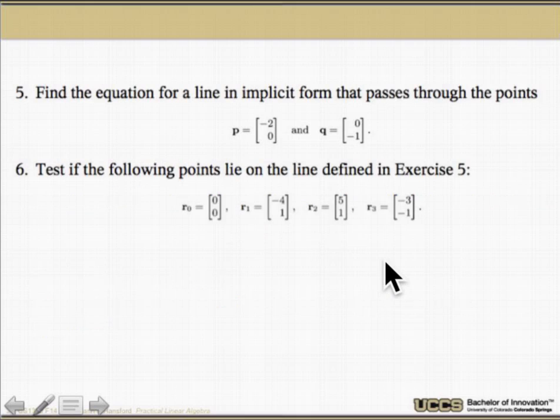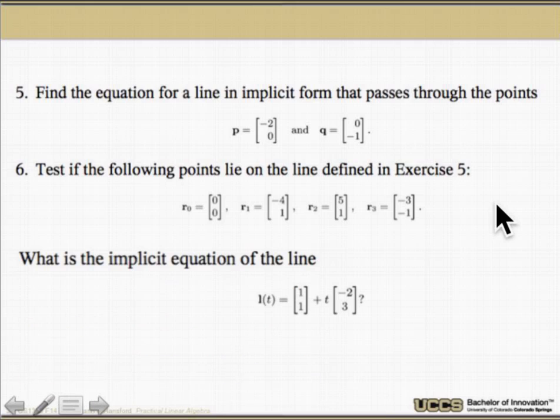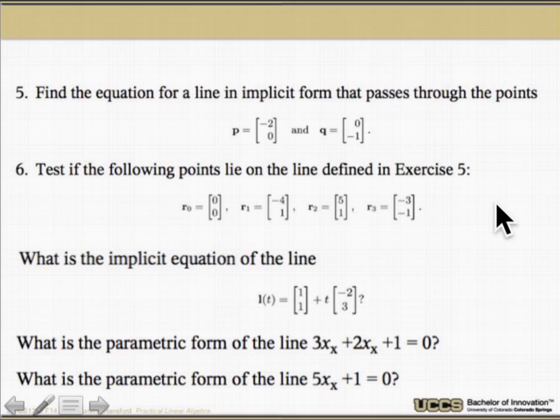You also want to be able to find the equation for a line in implicit form that passes through a particular set of points, or test if points lie on a particular line. Both of those are fair game for what we need to be able to discuss in class. Figure out how to convert from implicit to parametric, or parametric to implicit. So those are some of the kinds of questions we will be going over in class on Thursday.